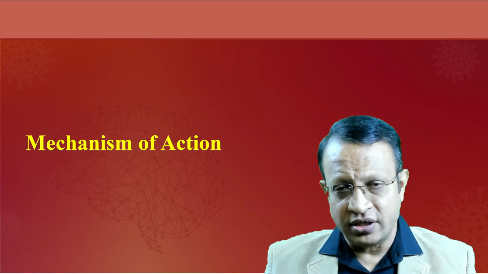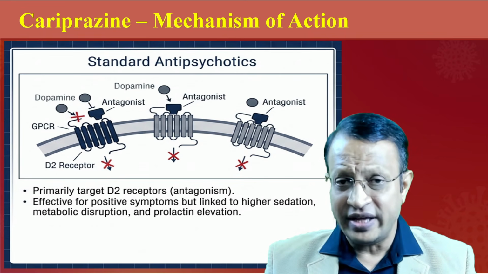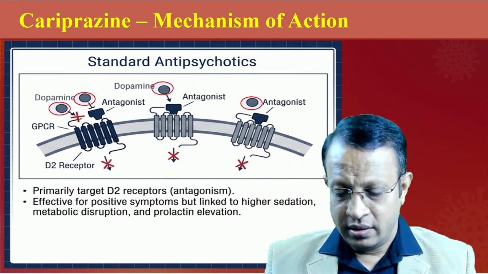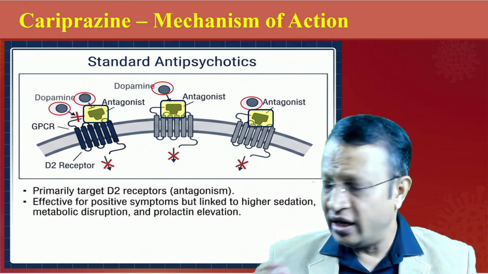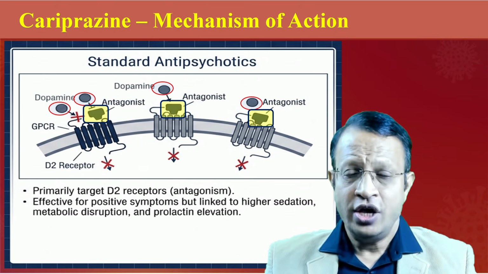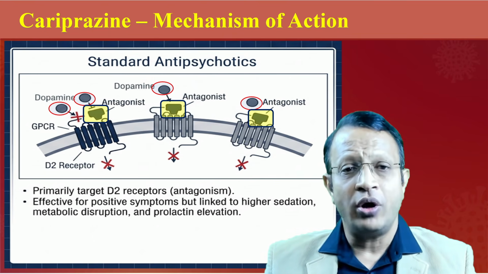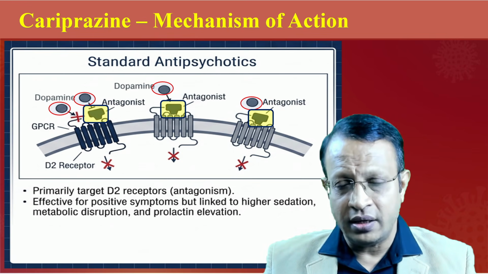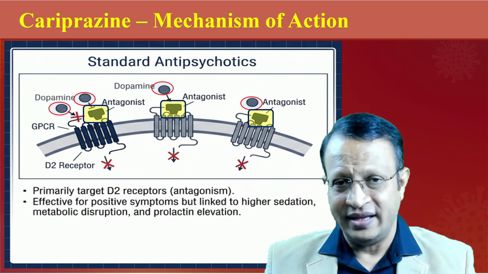Let's look into the mechanism of action of cariprazine. As I mentioned, with the typical antipsychotic, you can see here the dopamine will act on the D2 receptor. Hence, the antipsychotics, which are marked in yellow, will block the D2 receptors. These are typical antipsychotics. So the primary target of a typical or standard antipsychotic is blocking the D2 receptor. Hence, by blocking the D2 receptor, the positive symptoms like delusions and hallucinations are decreased.